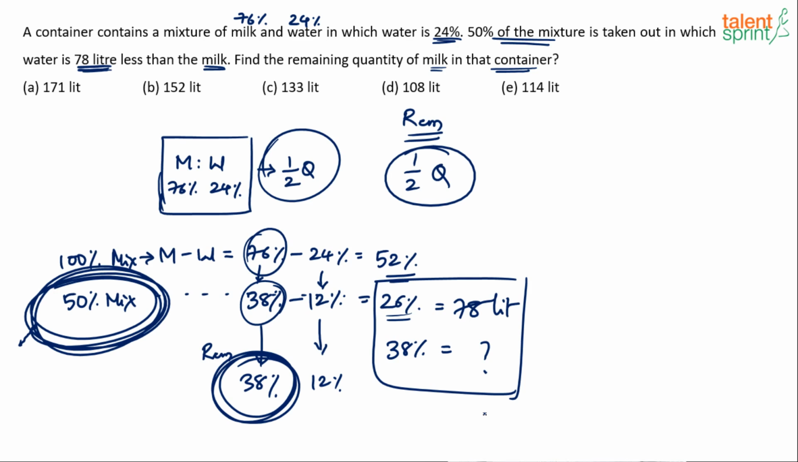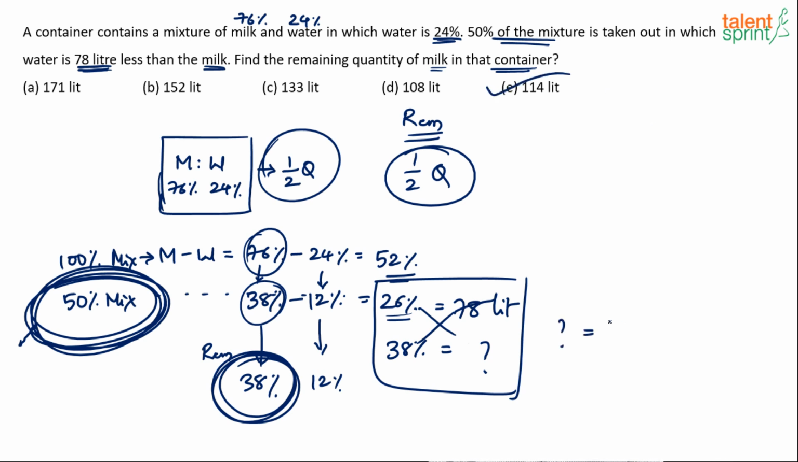This is the equation that you have to solve. Just cross multiply and we'll get the answer. He says 26% is equivalent to 78 liters. So 38% should be equivalent to what? 26 into 3 is 78. So 38 into 3: 90 plus 24, 114. Option E will be the answer.